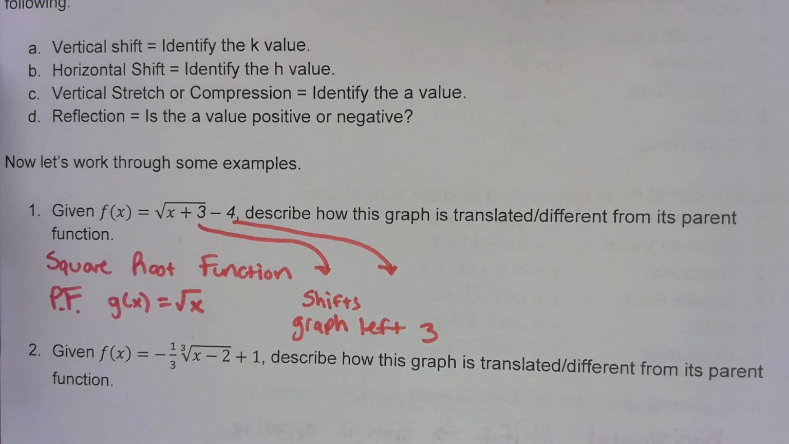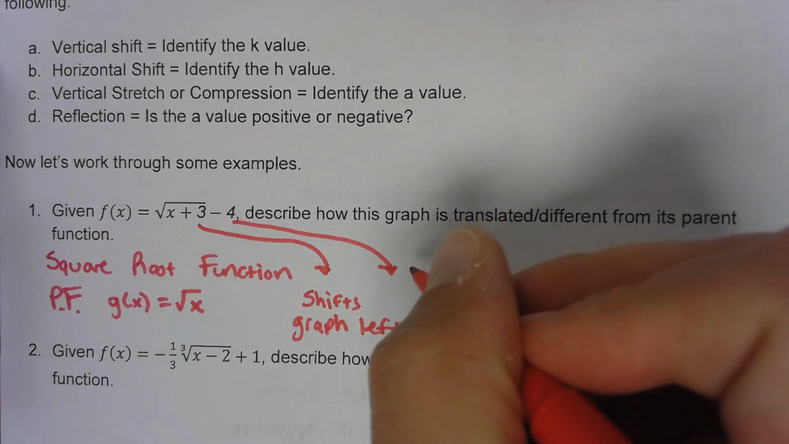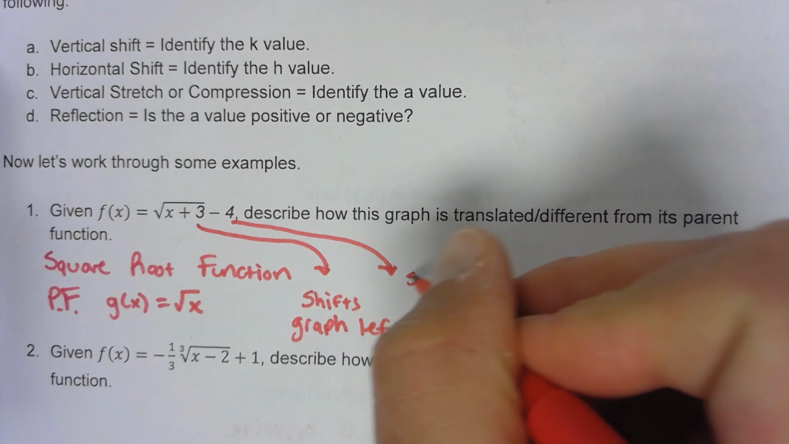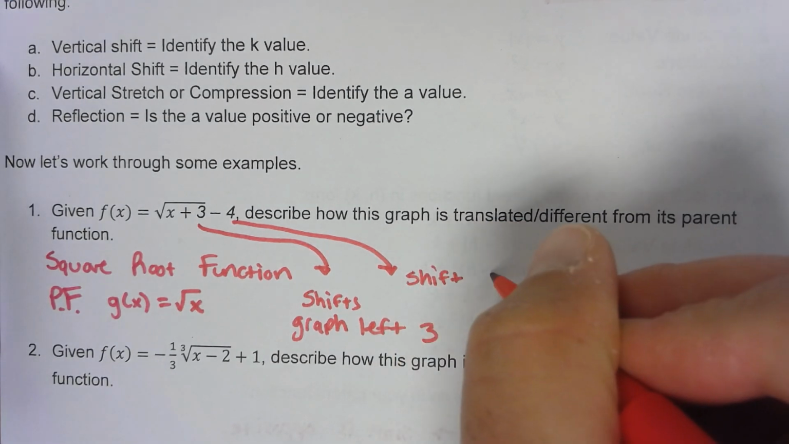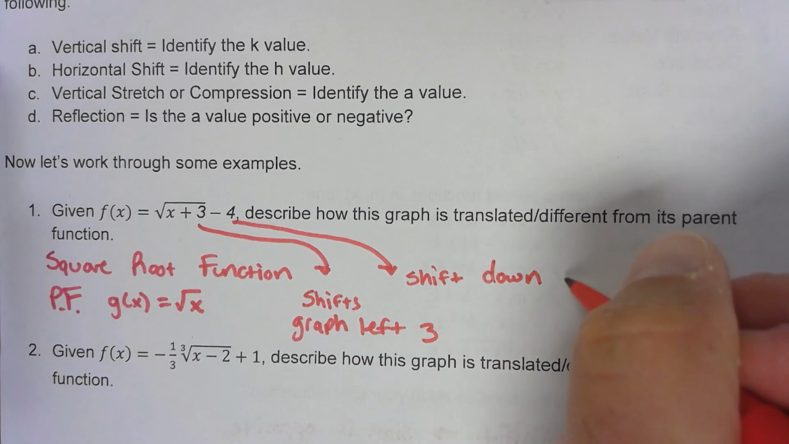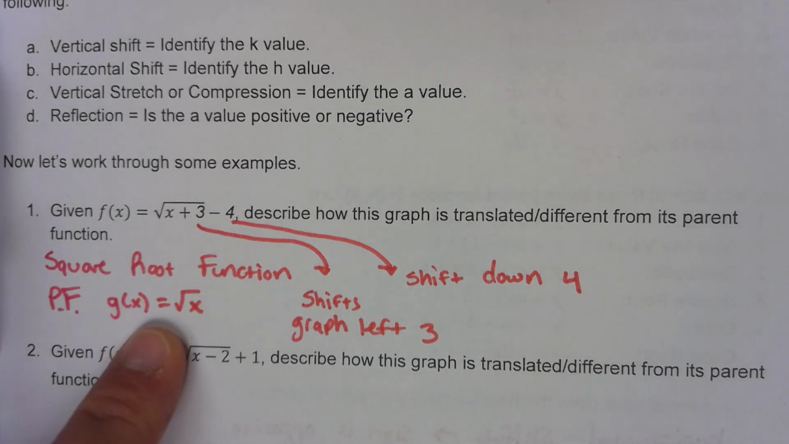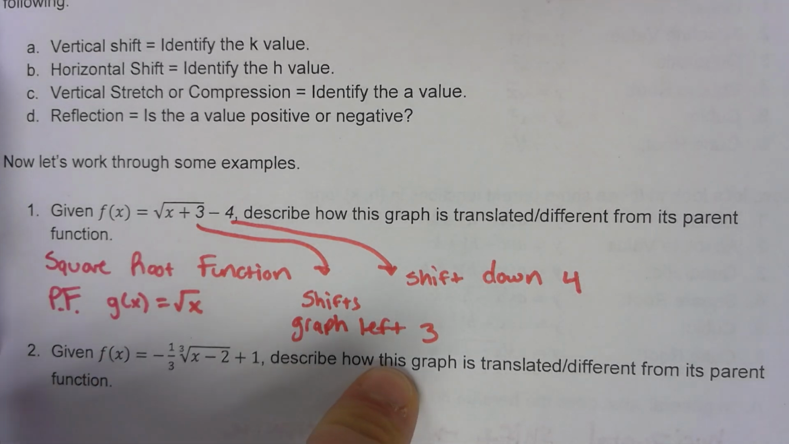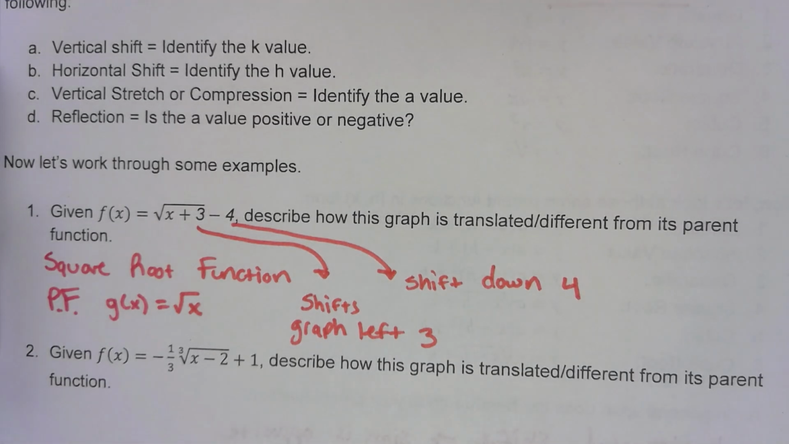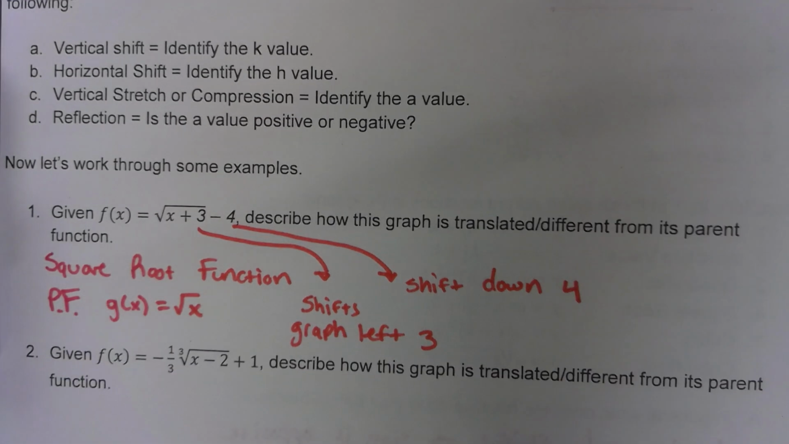And then that -4 happens after the function operation, so that affects our y coordinates, and that's going to shift everything down 4. That sign does not change. And we're going to take a look at these transformations with the calculator right now. So f of x is taking the parent function g of x and shifting every point left 3 and every point down 4. Lucy, did you have a question?